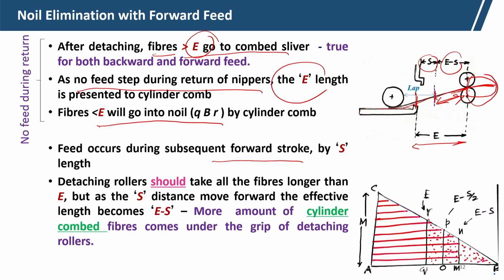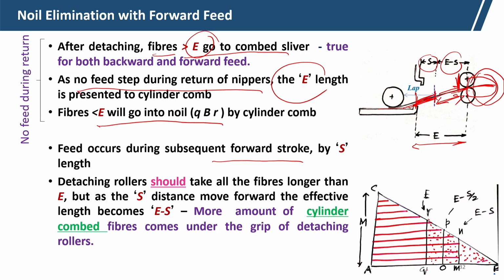That means, when the top comb comes here, any fiber less than E minus S will go to the comber noil, because the S amount, which is already combed by the bottom comb or cylinder comb, is not coming into the action of the top comb. Only the top comb takes care of the fiber length E minus S, and the remaining fibers from the lap will not be coming, because the fringe portion will simply be pulled from the lap.